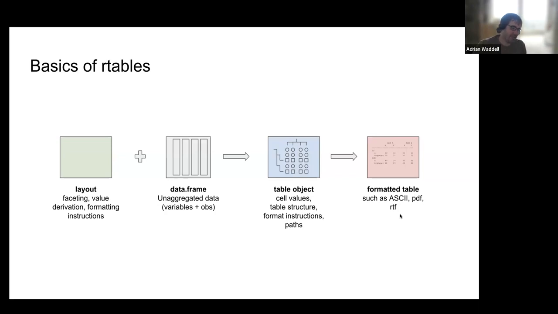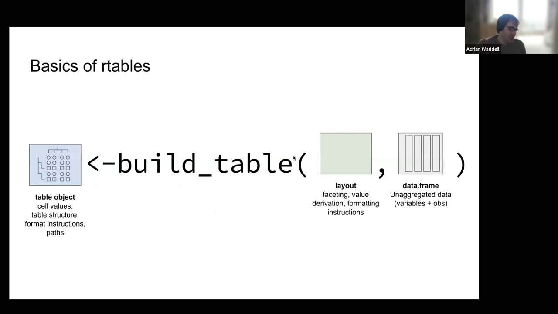So we have ASCII, we have PDF, we have RTF, we have HTML, I think there's LaTeX. There's lots of formats. I'm now going to show that again in a couple of different ways, and then we go further into the details of layouting, table creation, and then working with those objects. So you define a layout, you take a data set, you call build_table with the first argument layout, the second a data frame, and that gives you an rtable object.